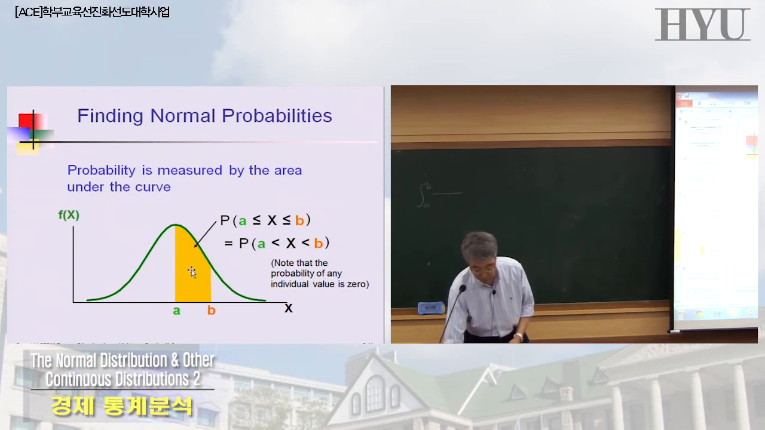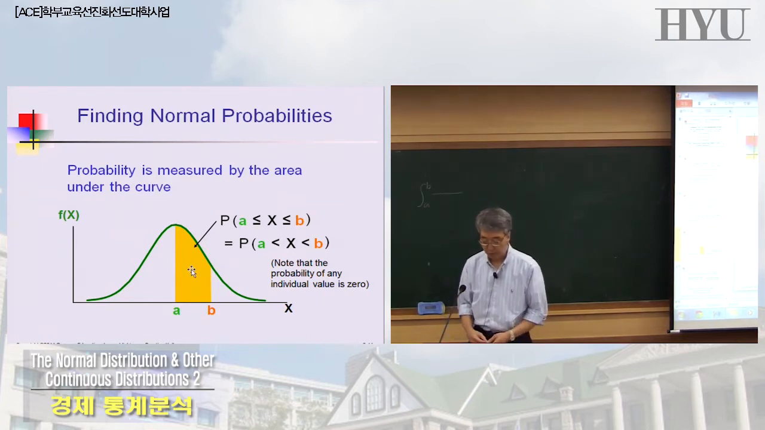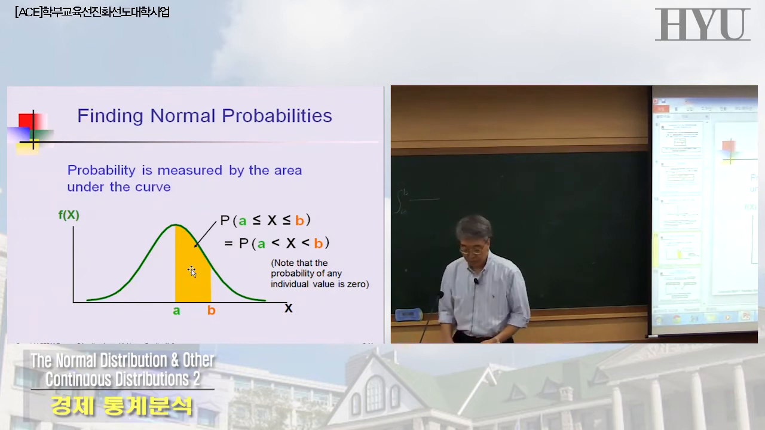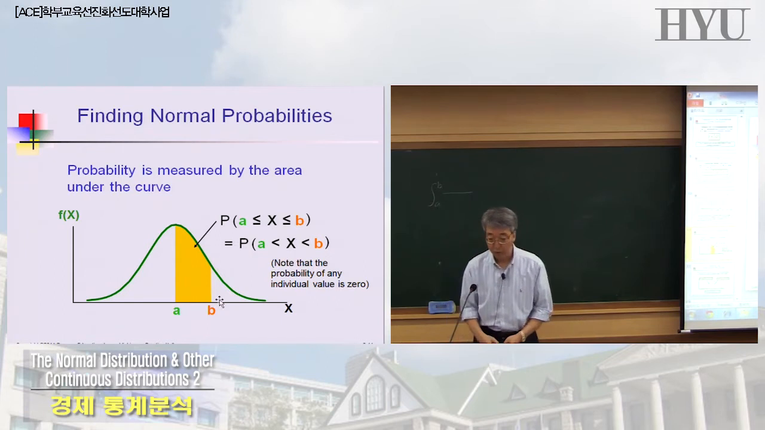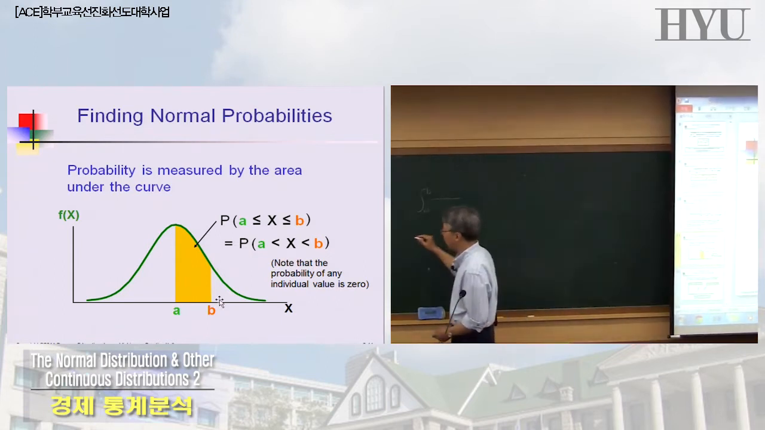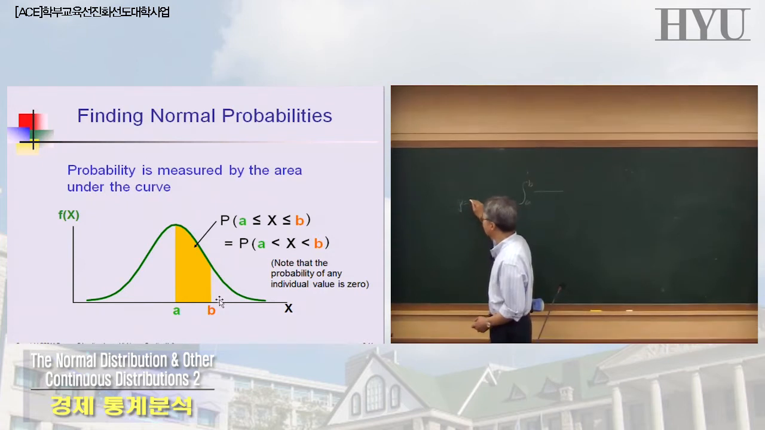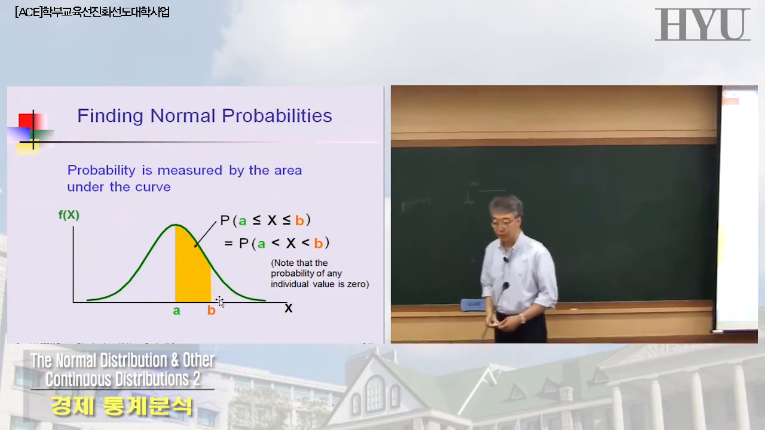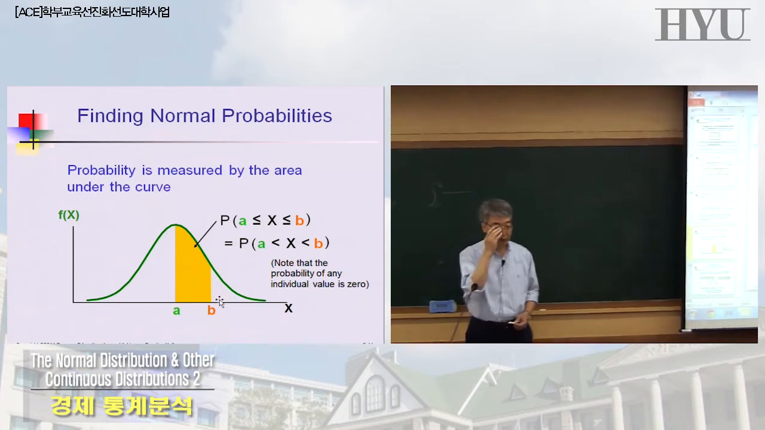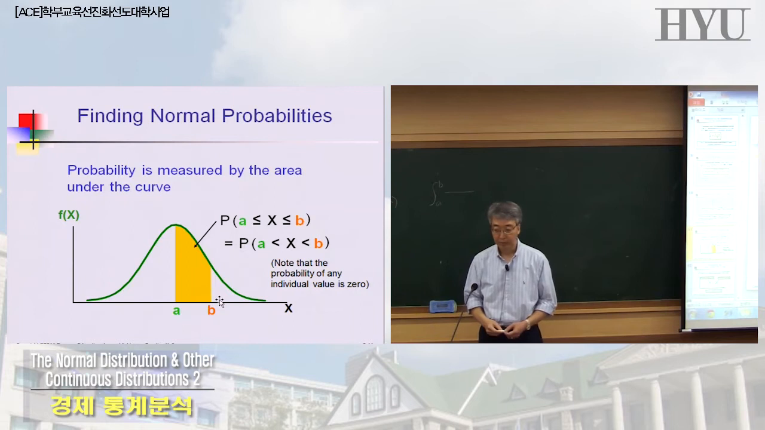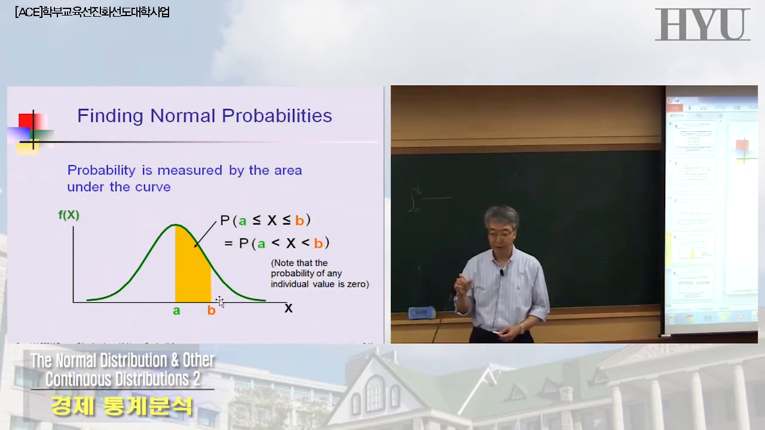So probability can be calculated as an area under the curve between certain numbers. And I already told you last class, what's the probability of a single number? X equals A. It's 0, okay? So when we are dealing with any continuous variable, we will calculate the probability as an area under the curve between certain numbers, okay?